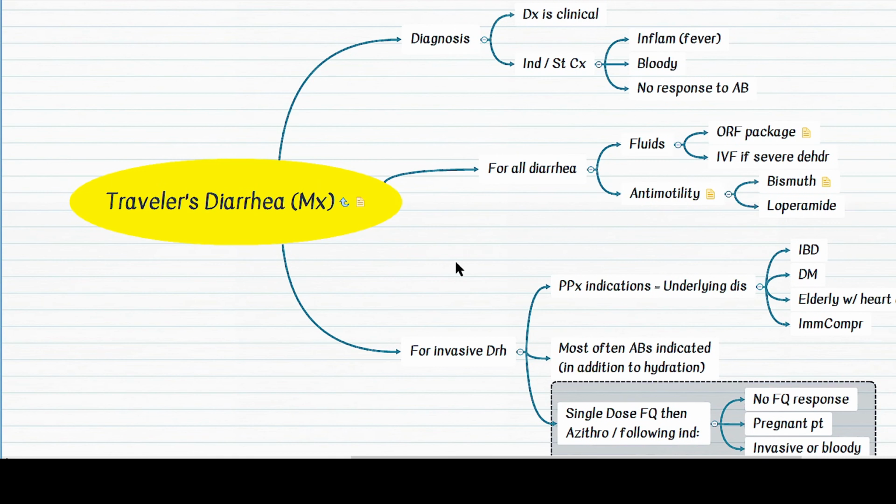What are the agents used for prophylaxis? Either a single dose fluoroquinolone or rifaximin, a rifampin-like drug. Now, when is rifaximin not indicated? When there is inflammatory type diarrhea or the risk of it, given the fact that rifaximin has no systemic absorption, it is not indicated for systemic or inflammatory invasive diarrhea.